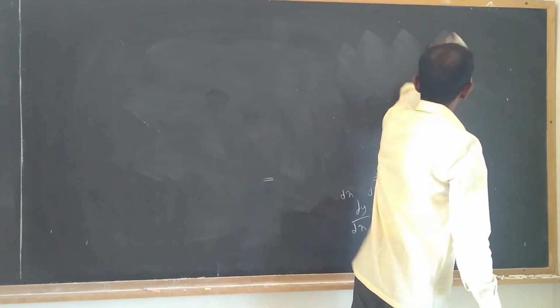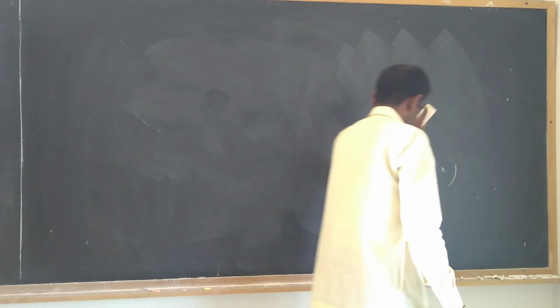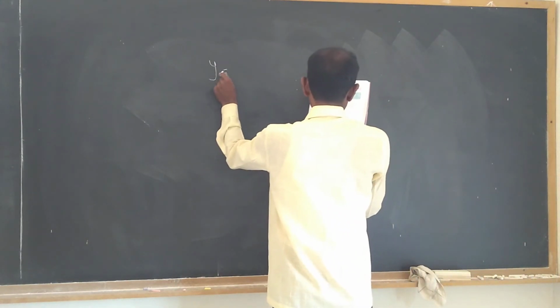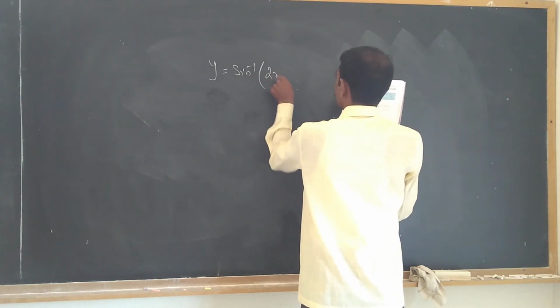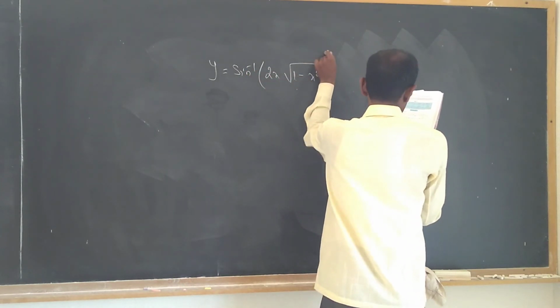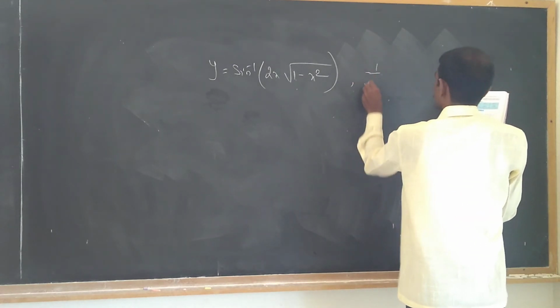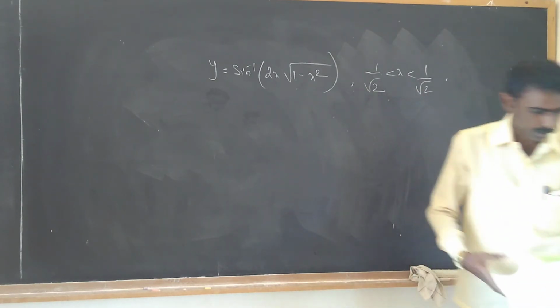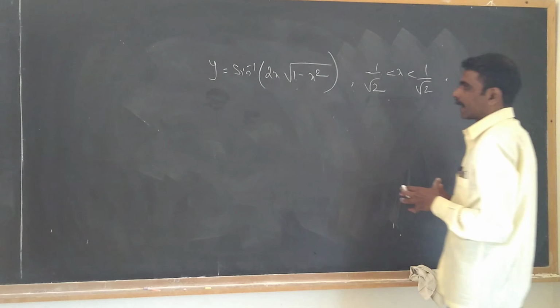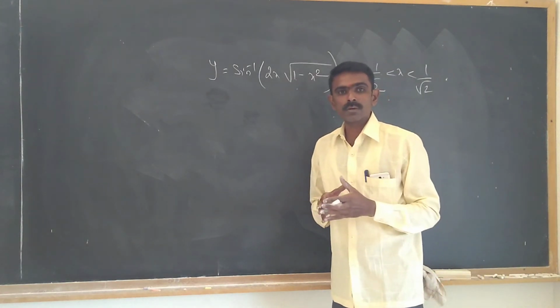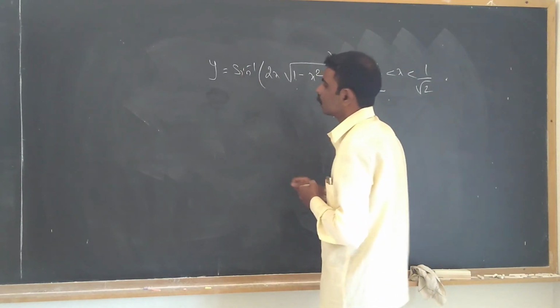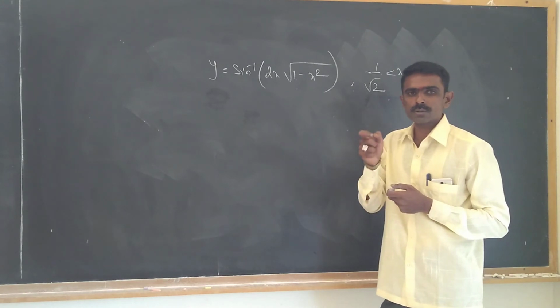Now the next problem. The next problem is y equals sine inverse of 2x into root of 1 minus x square, for the values minus 1 by root 2 less than x less than 1 by root 2. Here, instead of the tan substitution, I will be substituting x equals either sin theta or cos theta. Or better, since it is sine inverse, I will be substituting x equals sin theta.